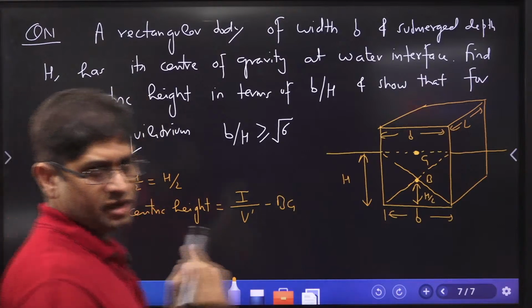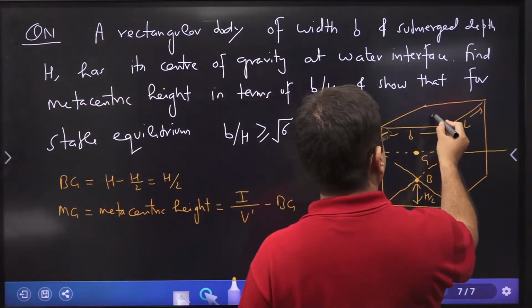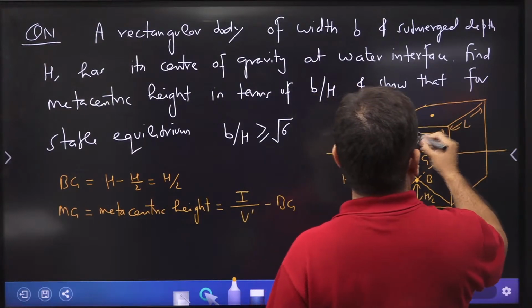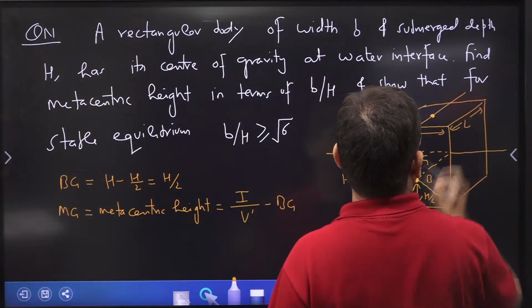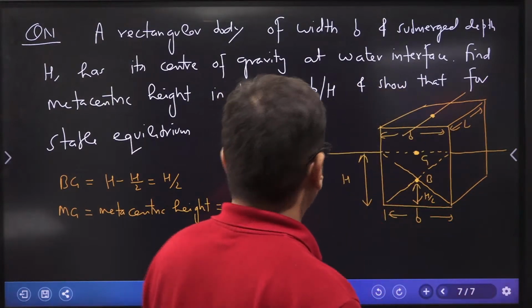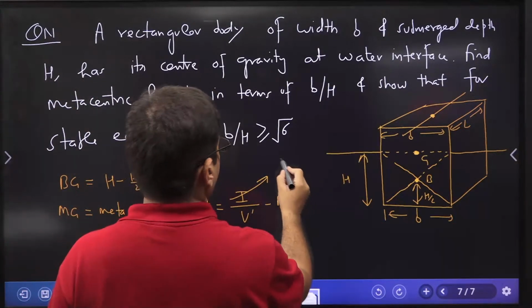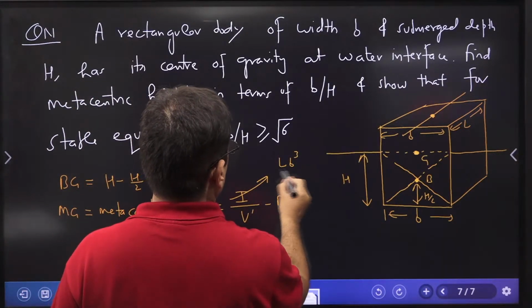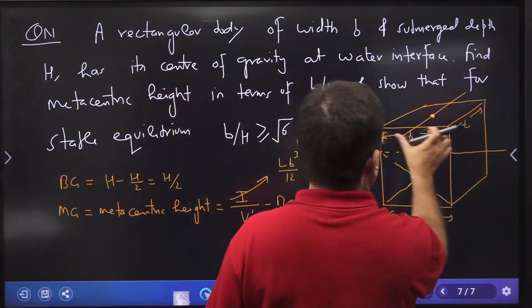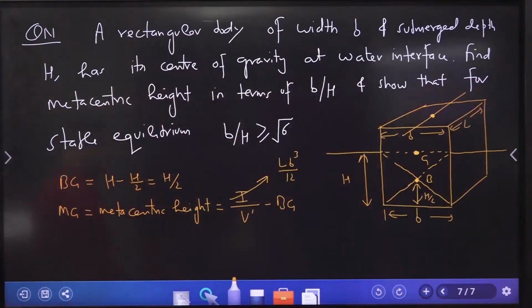Can you tell me what is I? I is the moment of inertia of this body about this axis. Any idea what this I is? This I is LB cube by 12. L is not given. Let's see. LB cube by 12. Okay, done.